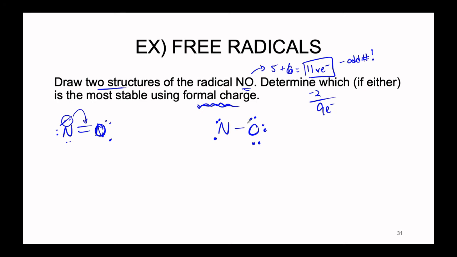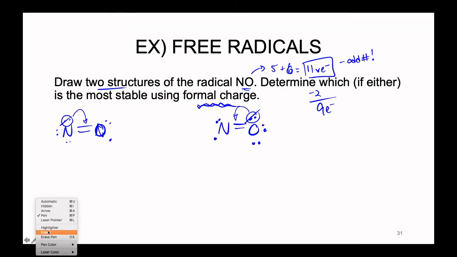Similarly, with the structure on the right, the nitrogen only has 5 electrons around it, so we're going to take a lone pair from the oxygen and move it in towards the center. This means that now we have 2, 4, 6, 8 electrons on the oxygen and 2, 4, 6, 7 electrons on the nitrogen.